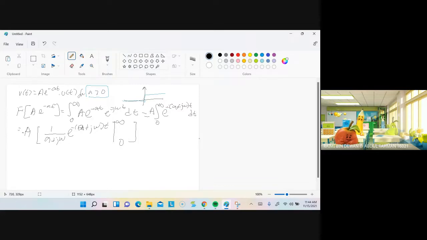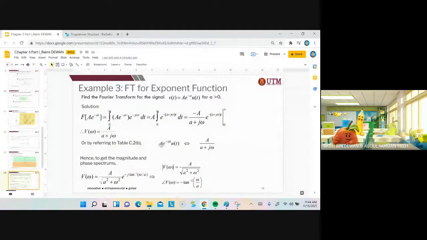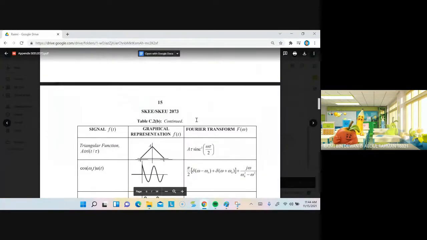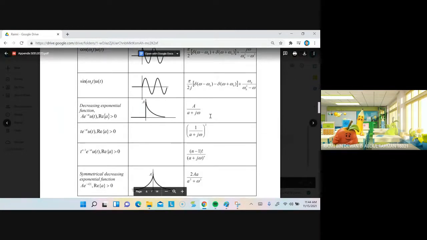something like that. Okay, then you will have your final in the frequency domain, which is F omega equals to 1 over a plus j omega. Okay, so refer to your table in the appendix. You will actually see that a e exponent negative at is actually equal to this. Okay, so go to appendix C.2b. Where is it? Oh, okay, this one. Okay, you can see this one.